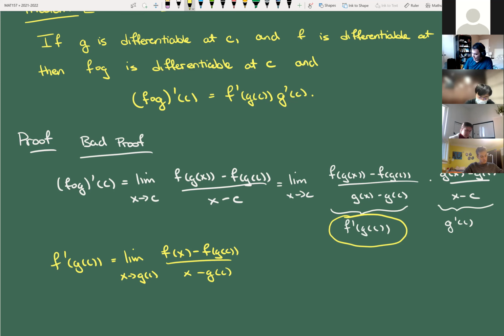Right? And what you're going to say is, okay, well, look, those aren't the same thing, right? These limits aren't the same, but they should be after a change of variable. Remember, we have this theorem that tells us how to change a variable. So what I would like to do up here is let y be equal to g of x. So as x approaches c, y approaches g of c. And then if I replace this limit everywhere I see a g of x with a y, then that is exactly that limit below, right?